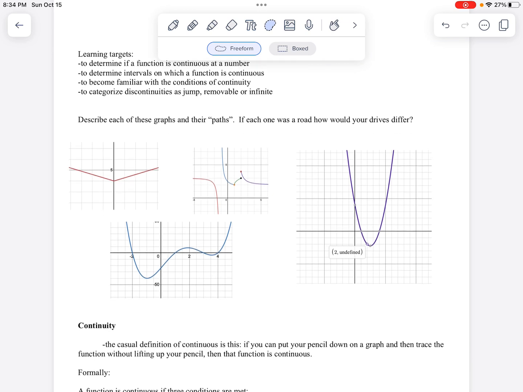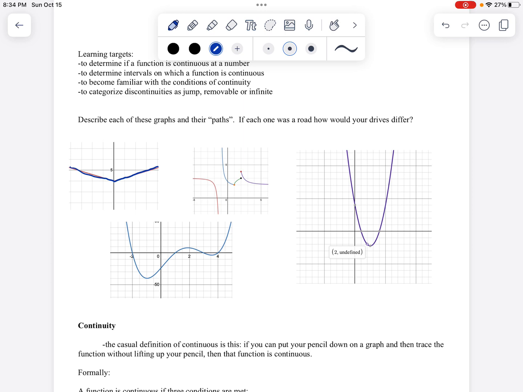describe each of these graphs and their paths. Think of it, if each one was a road, how would your drives differ? So if we look at each one, the first one up here that looks like an absolute value, if this was a road, it's certainly drivable. You'd have a bend, like a turn, but it's definitely drivable.